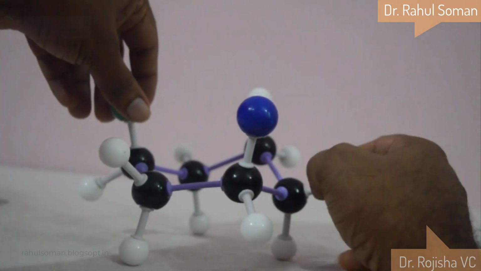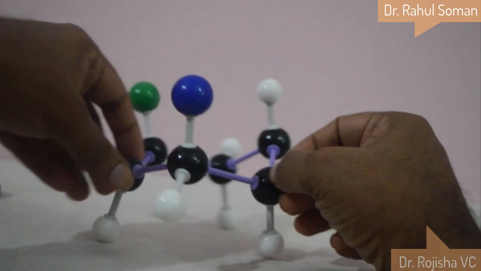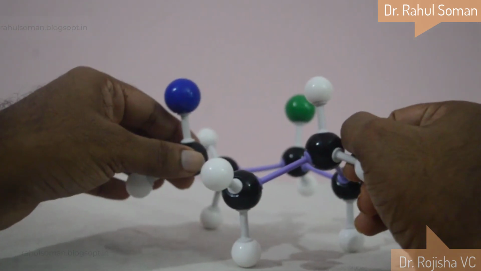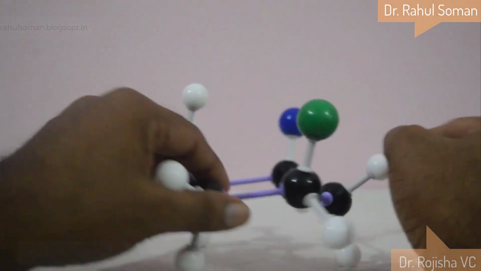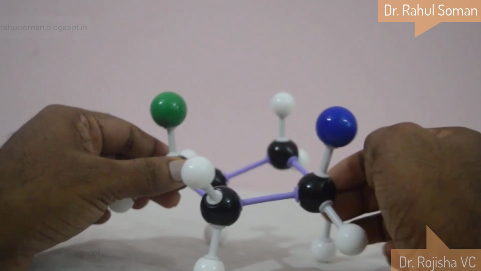Three carbons are up and three carbons are pointing downwards, and the corresponding substituents are also accordingly up and down. So all carbons retain their tetrahedral fashion.